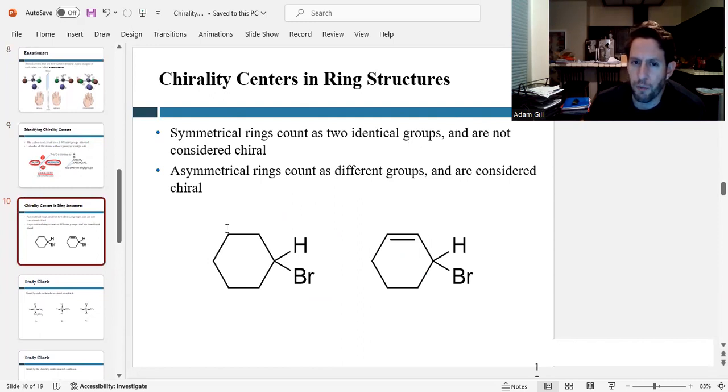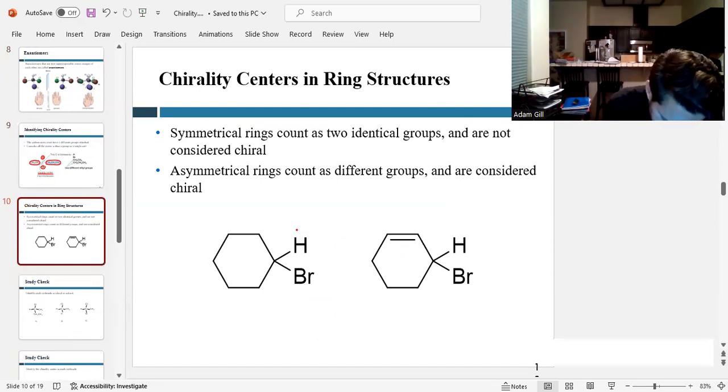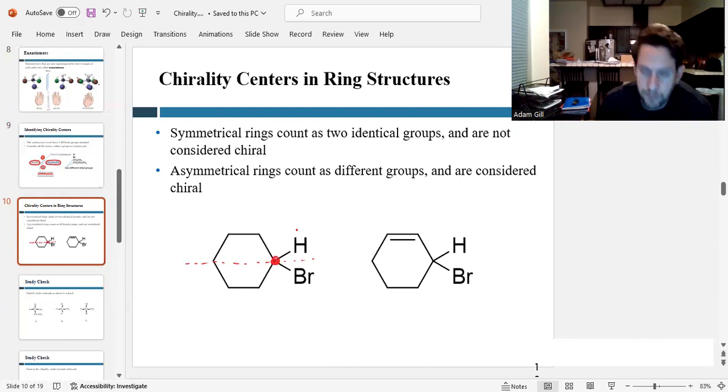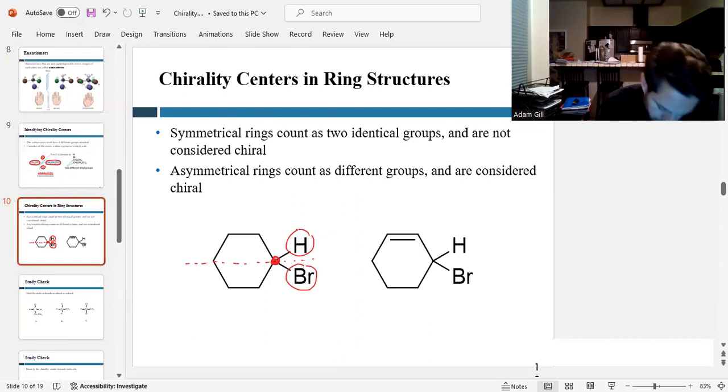And so if you have a ring structure and you want to know if there's a chirality center, you have to consider the symmetry of the ring. So let's take a look at this ring here on the left. If I was to draw a dashed line down the middle of it, and we're looking at this carbon here to see if it's chiral, well, it's got a hydrogen, that's 1 group. It's got a bromine, that's 2 groups. And then we can consider each half of the ring as the 3rd and 4th groups. And so we have to ask ourselves, is this half of the ring different than this half of the ring?